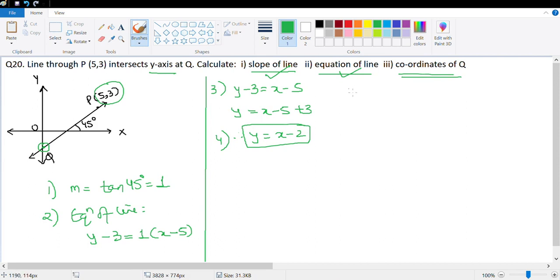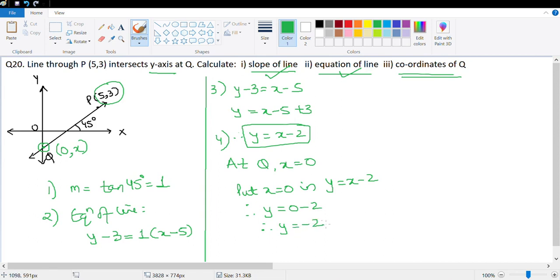Next, the coordinates of Q. Now, at Q, the value of x is 0. So put x is equal to 0 in the equation of the line, which is y is equal to x minus 2. We get y is equal to 0 minus 2. Therefore, y is equal to negative 2.